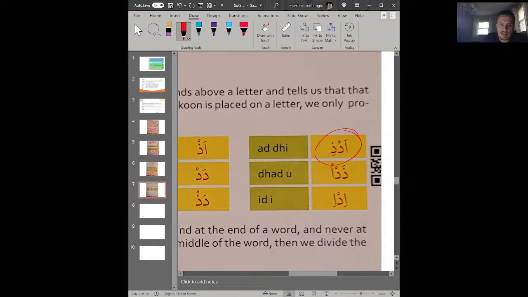So here, the small circle is called Sukoon. Sukoon means it's not a, e, u. It doesn't have a sound except the letter itself. So how do you say this one? You say ad, see, ad the. You don't say adi or adu, no, because it's Sukoon. You say ad, just pronounce it as is. So ad the, ad the.